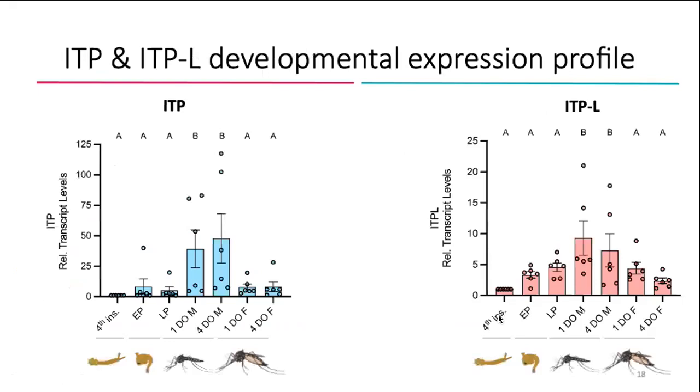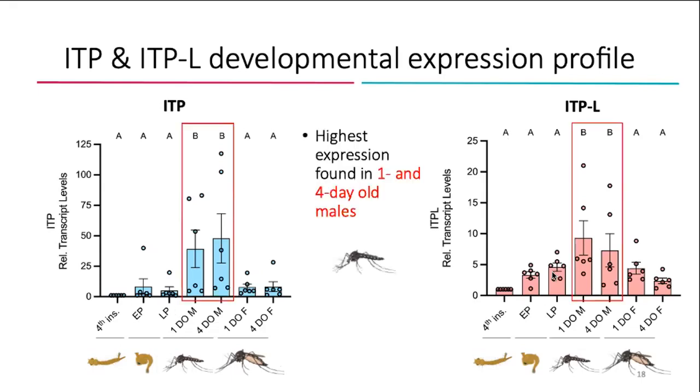So to examine this developmental expression profile for the putative ITP and ITP-L neuropeptides, we collected and isolated RNA from different stages of the mosquito, including the 4th instar larva, early and late stage pupa, and 1 and 4-day-old adult male and female mosquitoes. And we can see here the ITP expression profile and ITP-L. And looking at the developmental expression profile shown relative to the 4th instar larva, we can see that for both ITP and ITP-L, highest expression is found in the 1 and 4-day-old adult male mosquitoes.